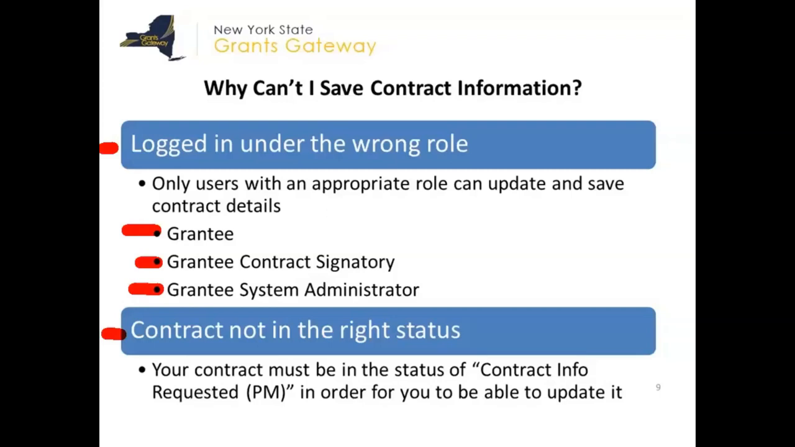So the status, remember, needs to be in contract info requested PM, which means the program manager has sent it to you requesting you to fill out information for your contract. So if it's not in that status yet, you can't edit it. And if you've edited it and you've then moved it forward to the next status, you still can't work on it because it's no longer in that status.